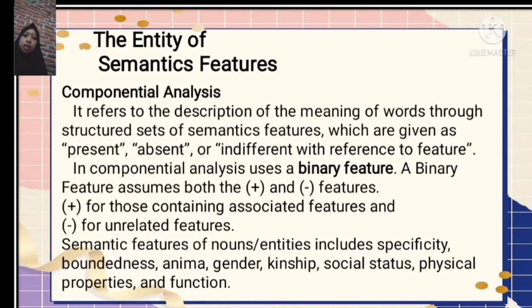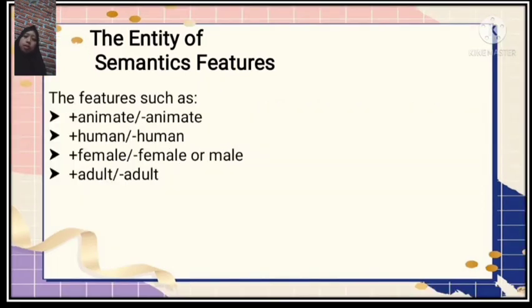In componential analysis, we use binary features. A binary feature assumes both the plus and minus values. The features are such as plus animate with minus animate, plus human with minus human, plus female with minus female, plus adult with minus adult.